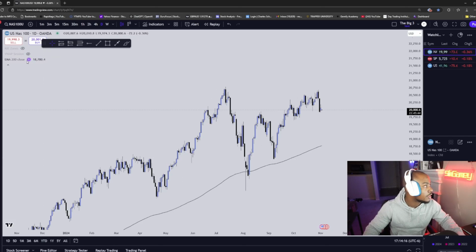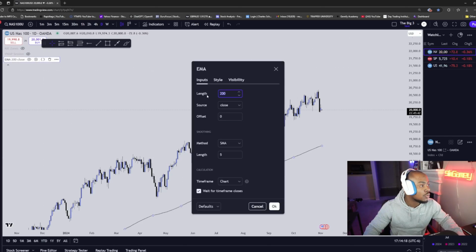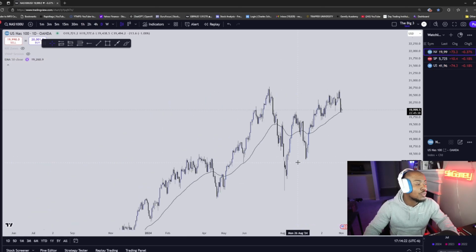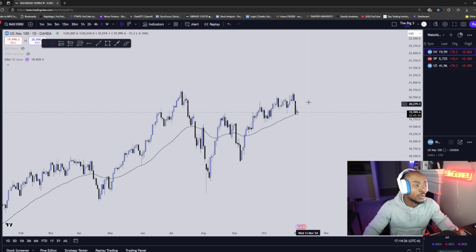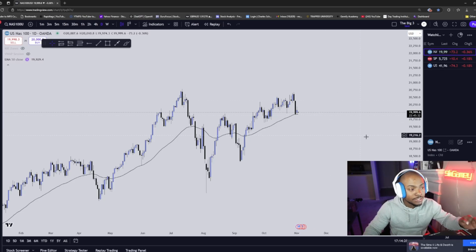But if we change this to, let's just say, a 50 EMA, which is still a very valid EMA, it does move a little bit closer, and you can see it's starting to wiggle in between. But even on the 50 EMA, we are currently testing the EMA.